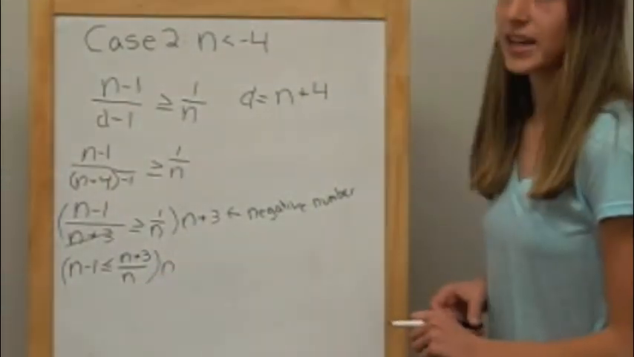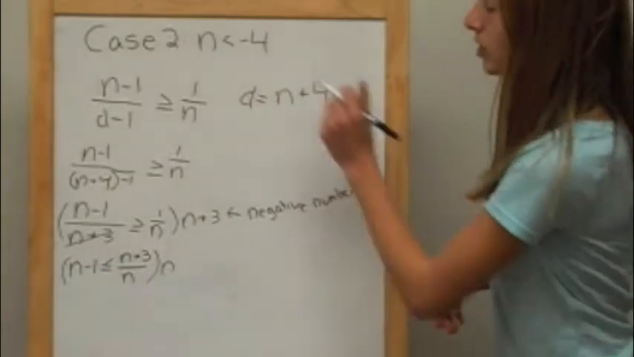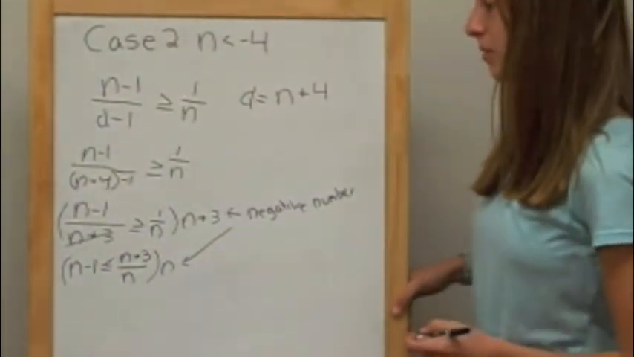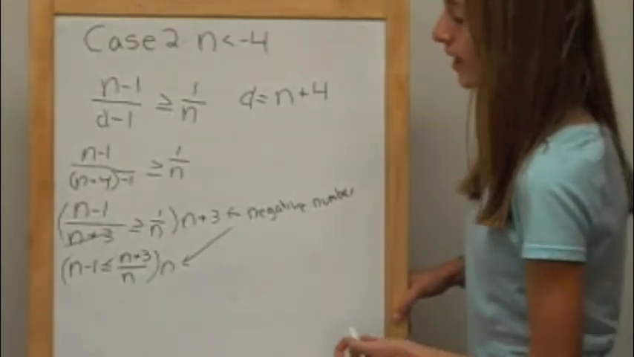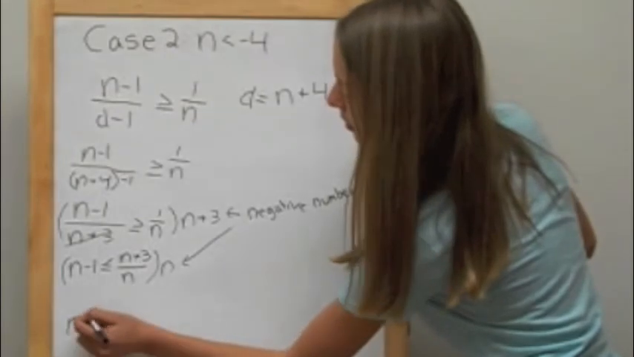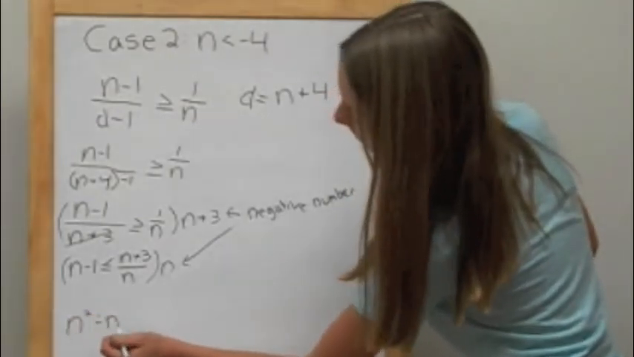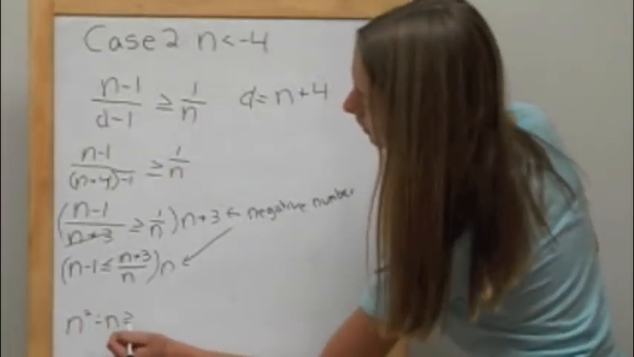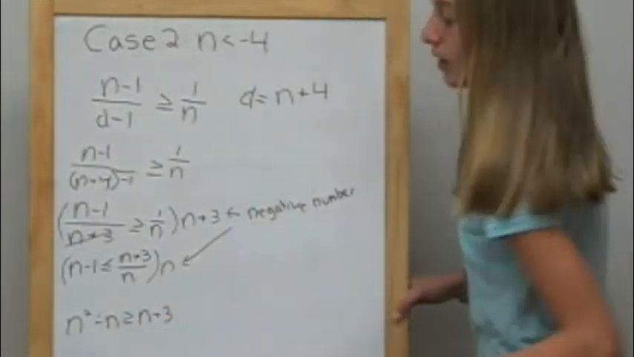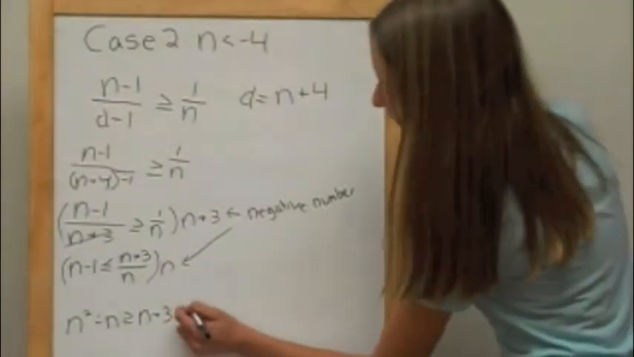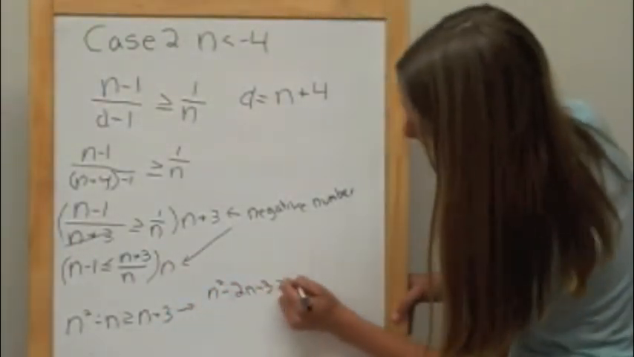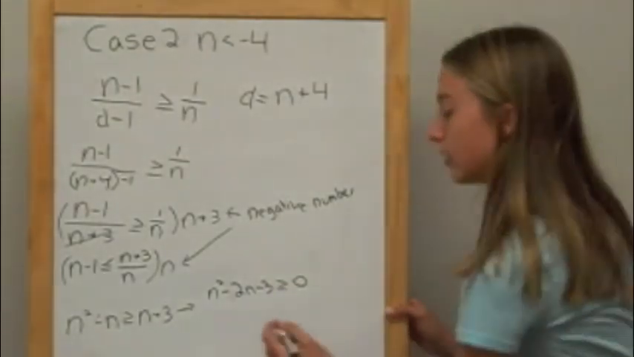Also, because of these case restrictions, n will always be a negative number, and so we will always be multiplying by a negative number, and therefore we have to switch the sign again. So now we have n squared minus n is greater than or equal to n plus 3. And now we simplify. And factor.